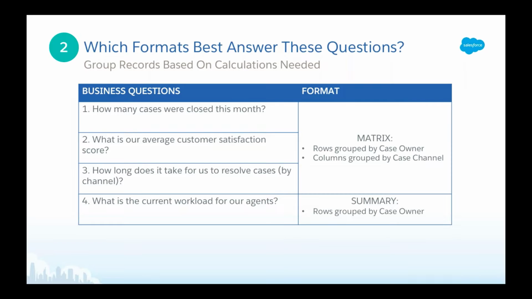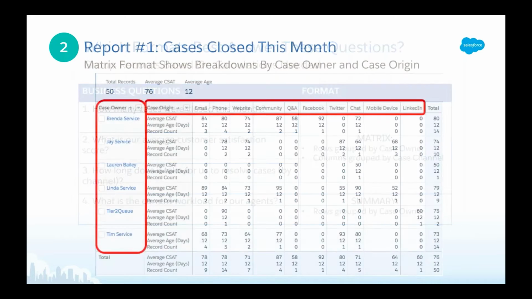And then additionally, one of those questions was interested in how the numbers break down by each individual channel. And so I'm proposing that we group the columns by case channel for these first 3 questions, which gives us a matrix format for the report. The fourth question, since we're only interested in the breakdown by agent, I'm going to say let's use a summary format and group the rows by case owner.